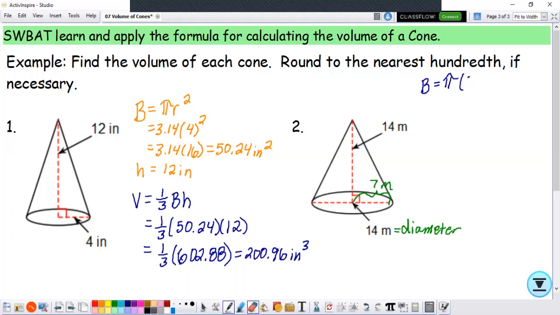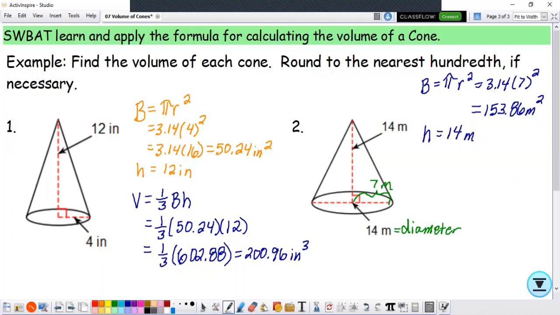Pi r squared, in this case, is 3.14 times 7 squared, and this is a value that we found on our first example, so I'm just going to go ahead and write that the area of this base is going to be 153.86 meters squared this time. In our first example, it was inches squared. The height of this cone is 14 meters.